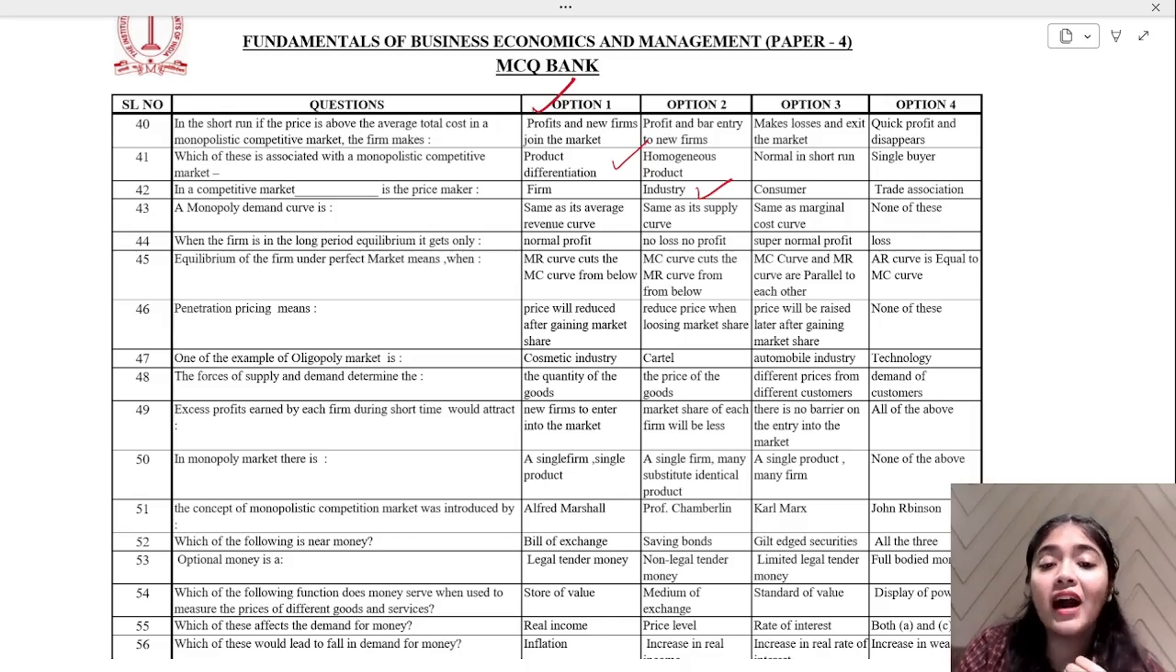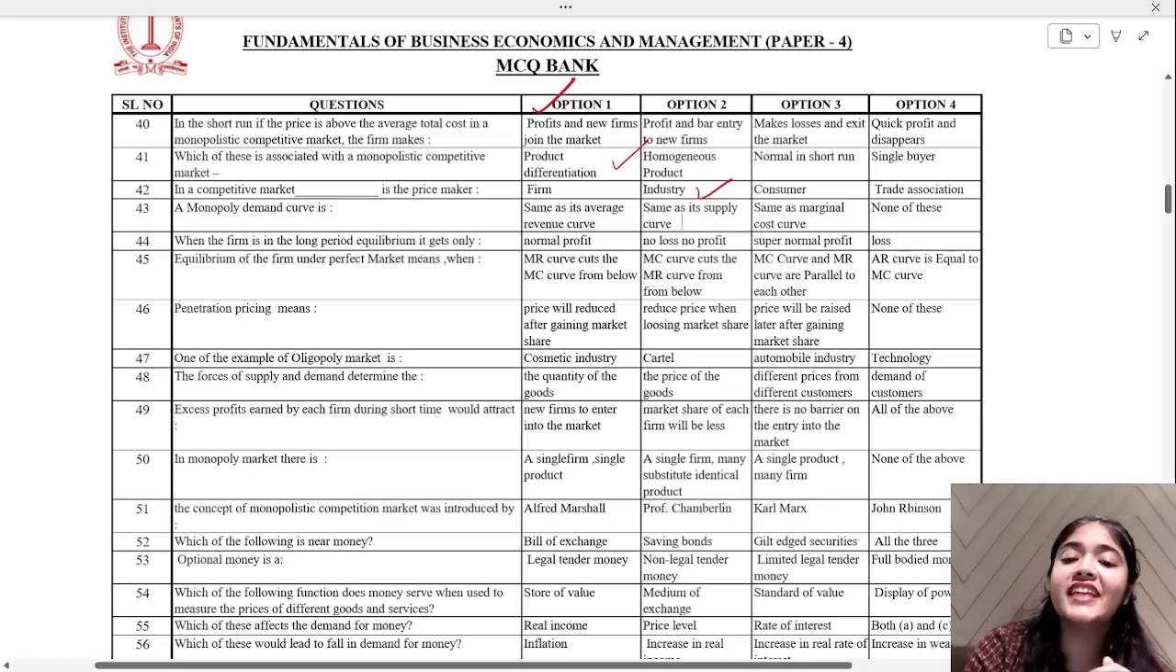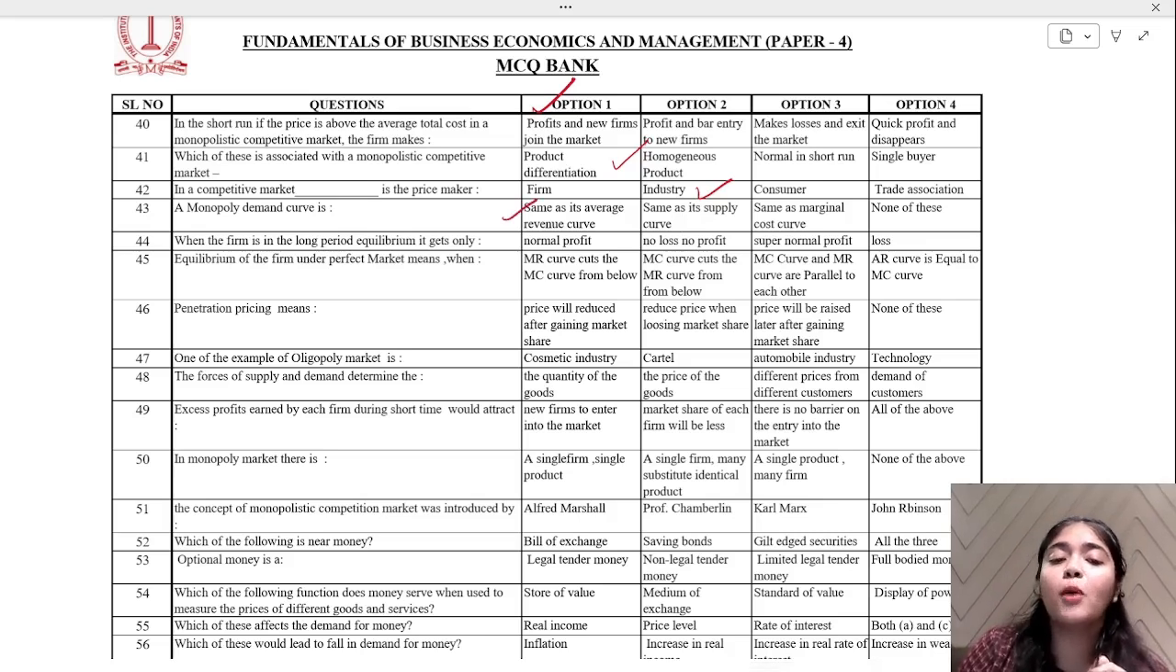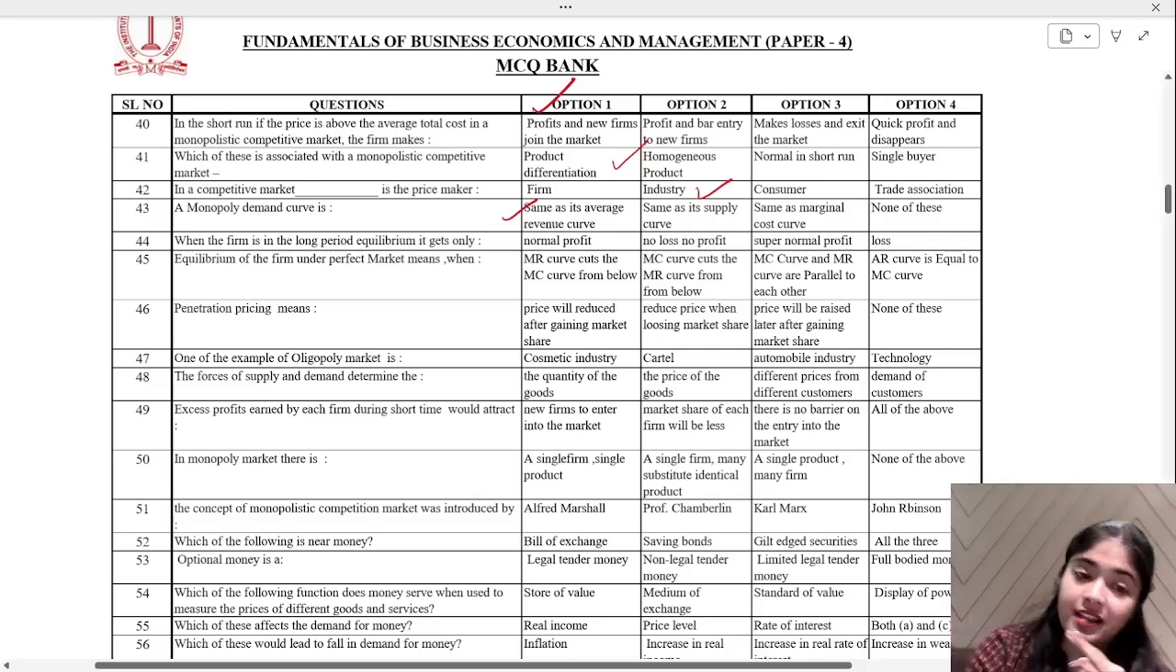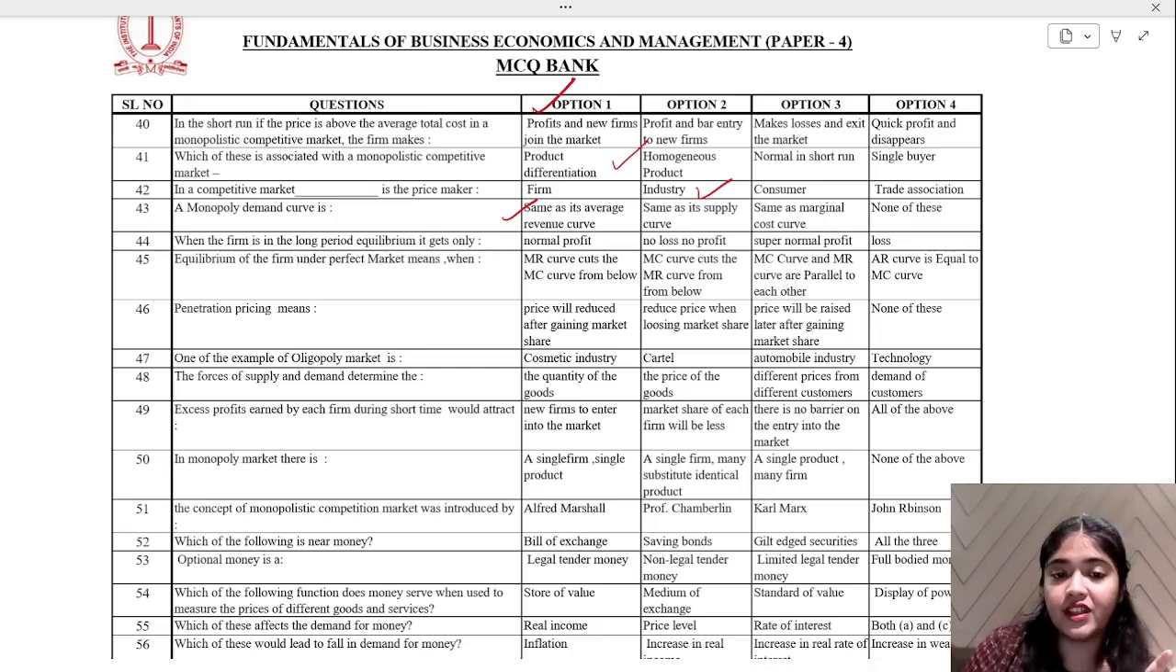A monopoly demand curve is the same as its average revenue curve, the same as its supply curve, the same as its marginal cost curve, or none of these. Tell me. Yes, it is the same as its average revenue curve, option number one. When the firm is in the long period equilibrium, it gets only what? Normal profit, no loss, no profit, or supernormal profits or loss? When it's in the long period equilibrium, price is equivalent to cost, so it is going to earn only normal profit.